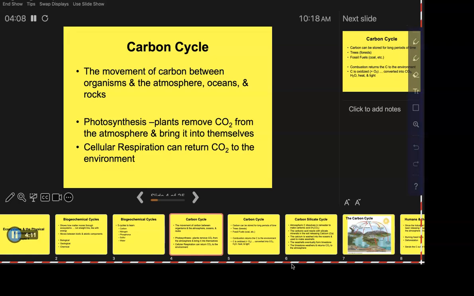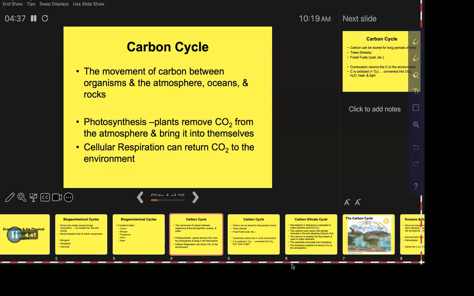So the carbon cycle. Obviously, we're talking about the movement of carbon. It goes between the oceans, the atmosphere, organisms, and rocks. All right, so this involves pretty much everything there is to involve. And that's one of the aspects they talked about, where we find these various nutrients.